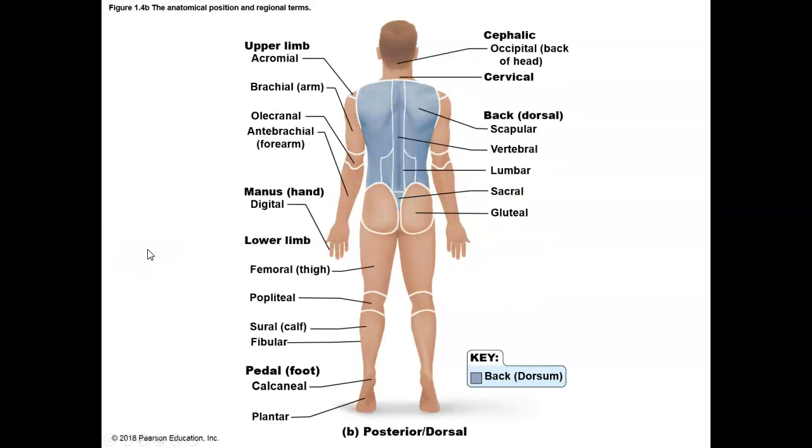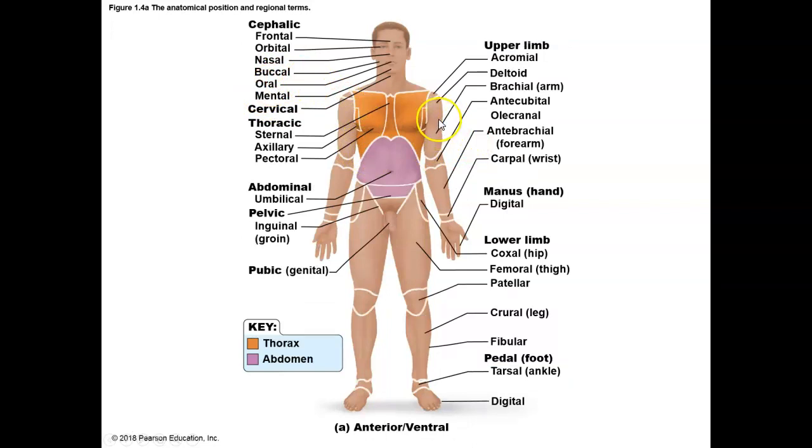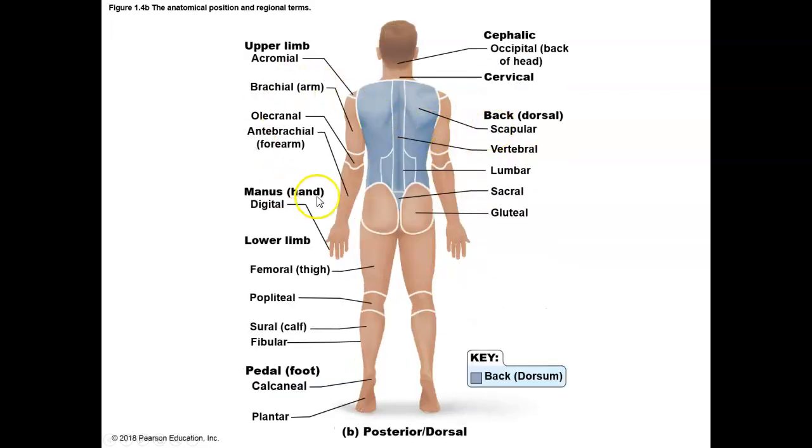Here are the posterior body regions. Again, we have a lot of the same. If you look anterior, we have brachial right here, and then we have antebrachial. And on the posterior, we still have antebrachial and brachial. But the front of the elbow is called antecubital. So there are certain terms that are specific to the anterior or posterior aspect of the body. Make sure you know all of these terms. It's very important, and it will help you in future chapters as well.